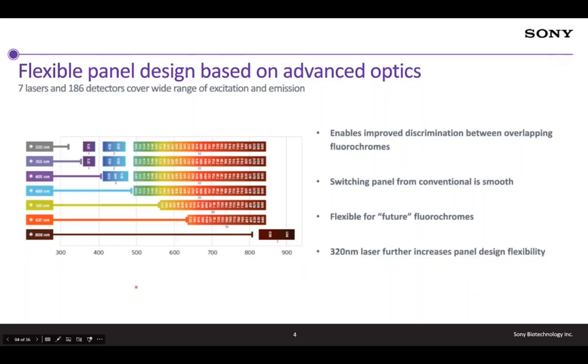This also improves the flexibility for future fluorochromes that are coming out. So we don't need to put in new bandpass filters or anything like that. Because we have these detector decks, we can fit in just about any fluorochrome that's going to come out in the future. And something that makes us unique is our deep UV 320 laser. That's going to further increase your panel design flexibility. We'll go over a little more detail about how that works a little bit later in the presentation.